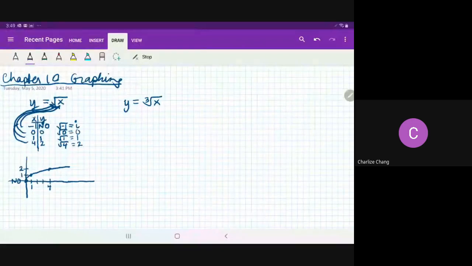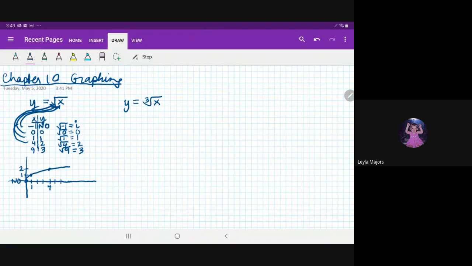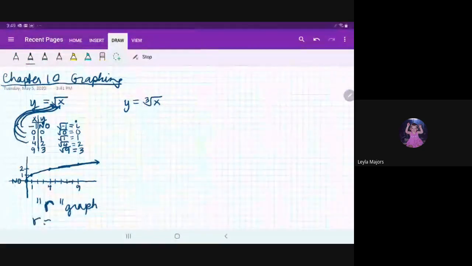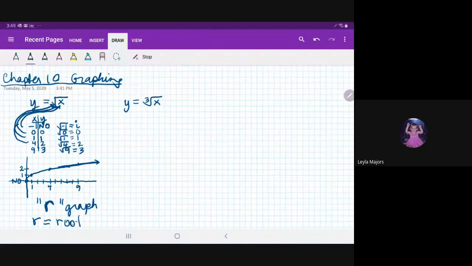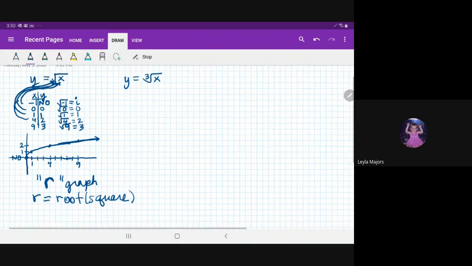And actually, if I substituted another one in, 9, what's the square root of 9? 3. 3, exactly. So if I go all the way over to 9, if you could fit it, 9 is 3. So we're going to put a little quotes down here and call it the R graph. And R is for root. Specifically, this one's a square root. But we could remember that the R for root is there.